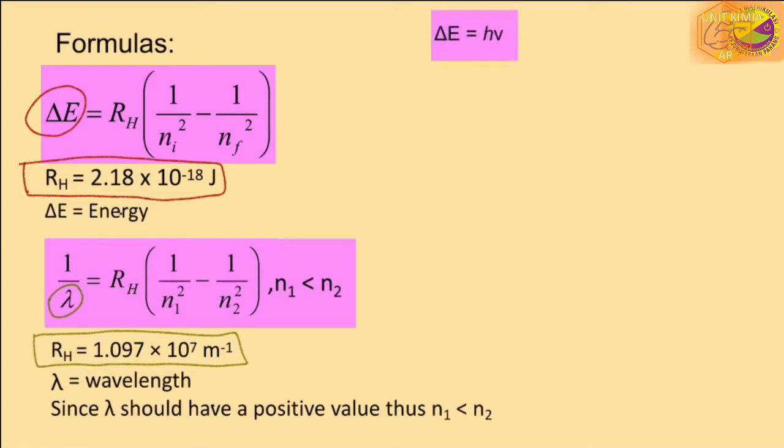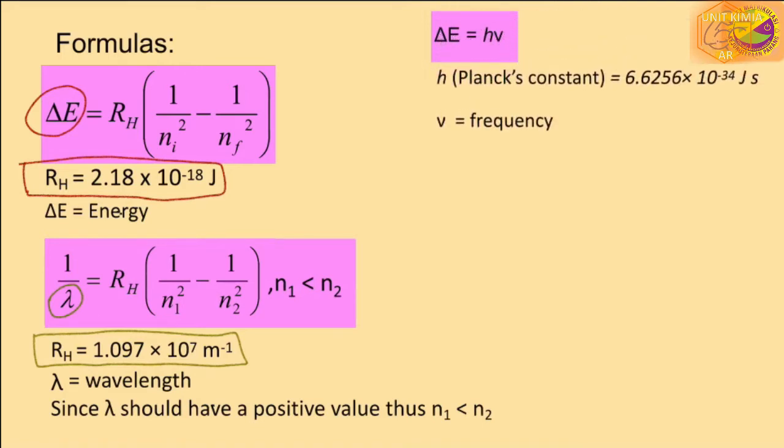The third formula is delta E equal h nu, where h is Planck's constant, 6.6256 times 10 to the power of negative 34 joule second, and nu is frequency.